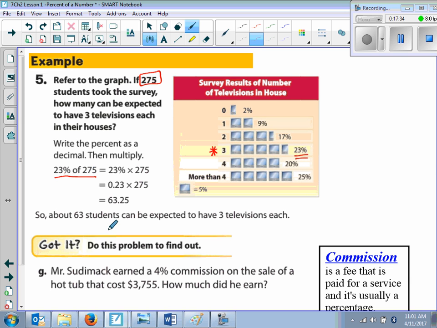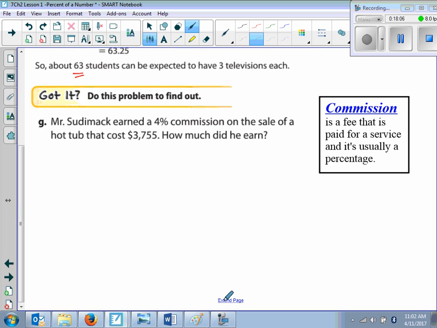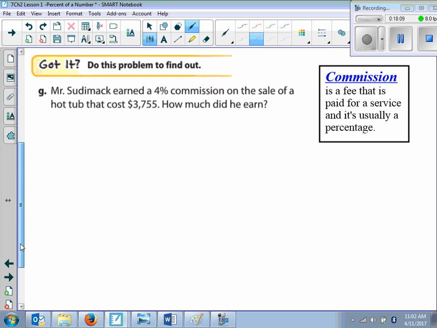And then we simplify that. Because I wouldn't be able to simplify a fraction with 23 very easily, we can go ahead and change this to a decimal. So we have 0.23 times 275, and that gives us 63.25. But can we have 0.25 students? No. So the final answer is 63 students can be expected to have 3 televisions in their house. Is everybody clear?